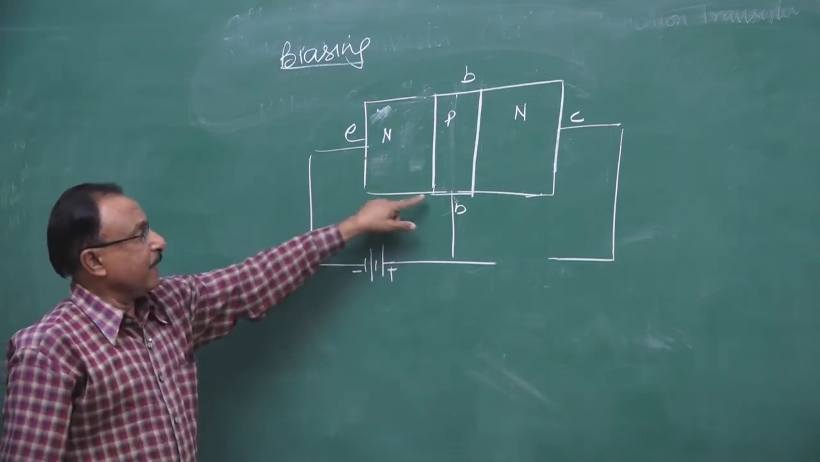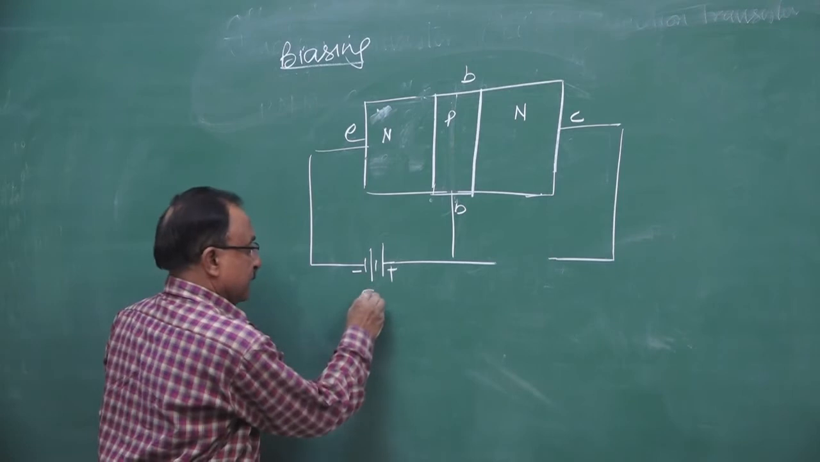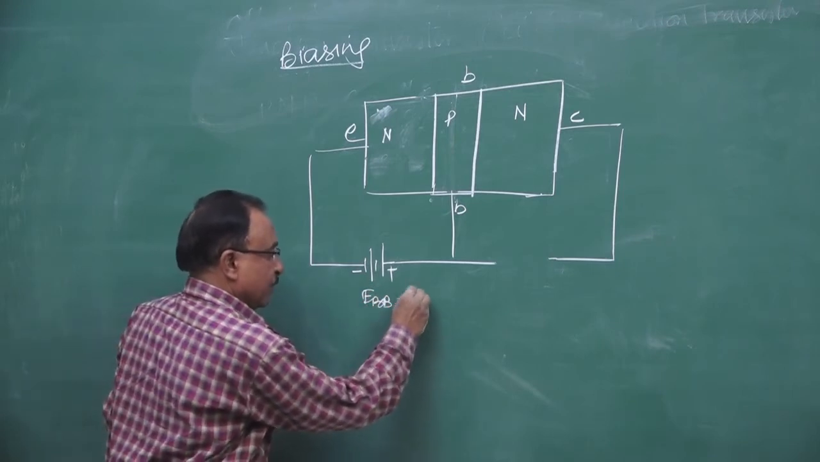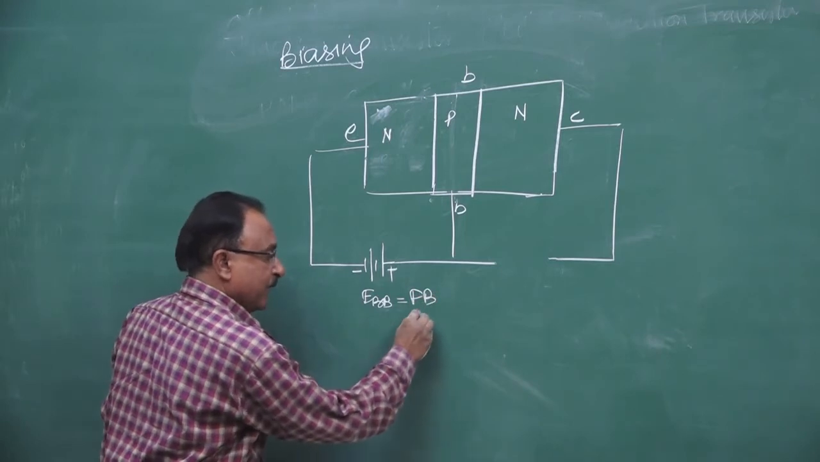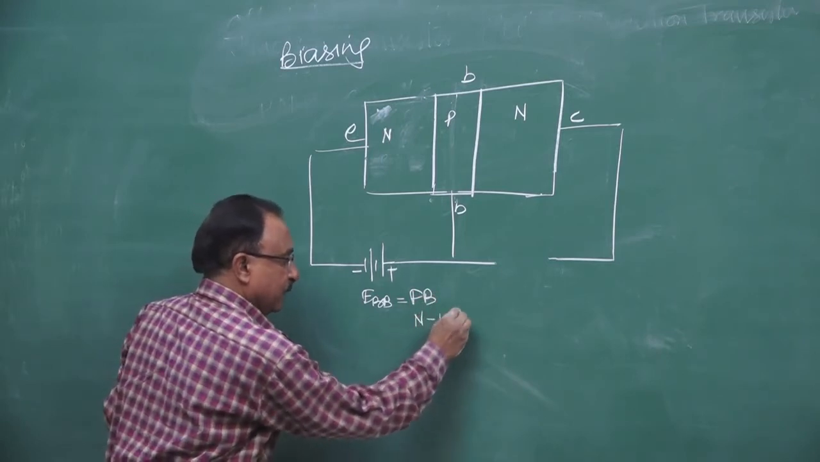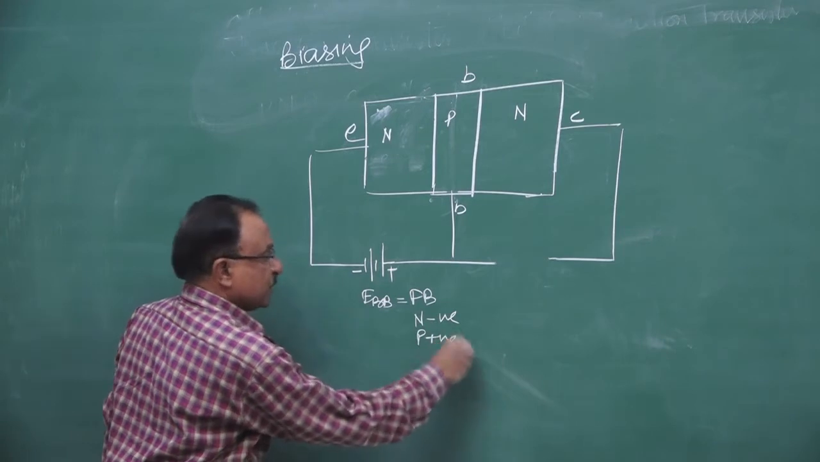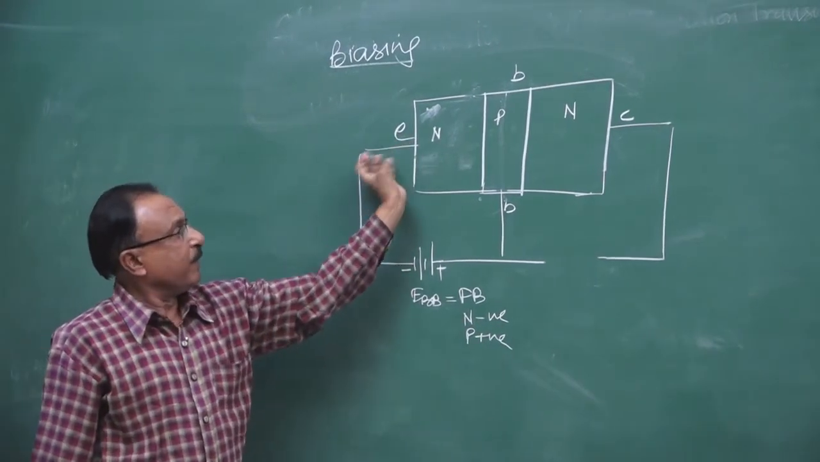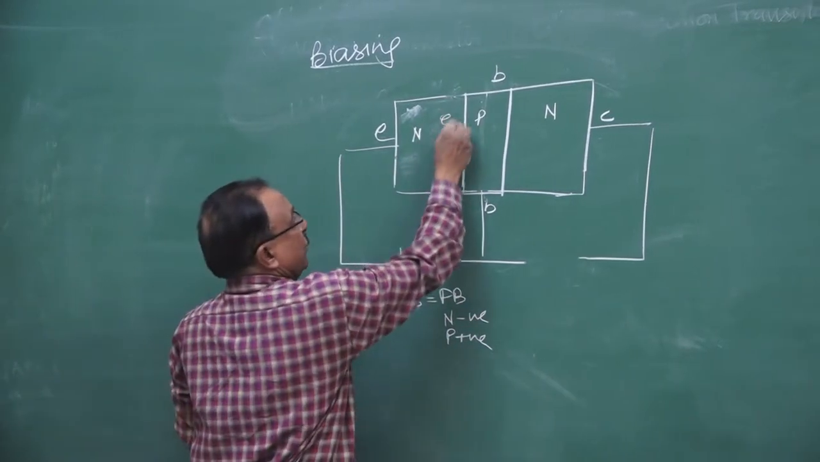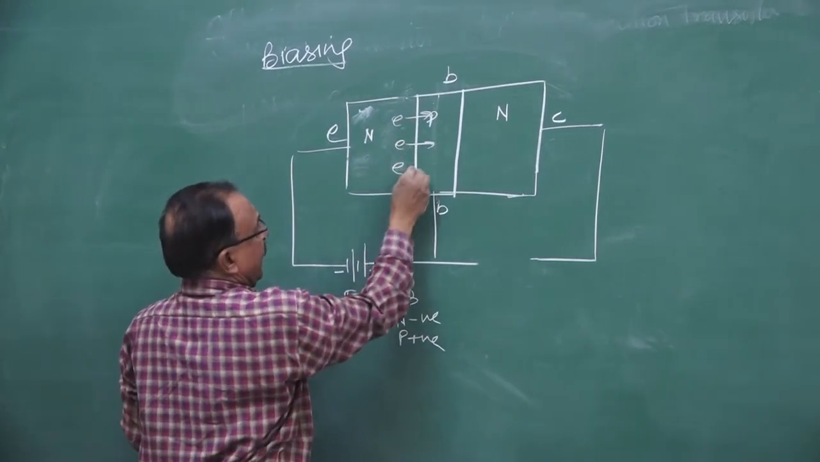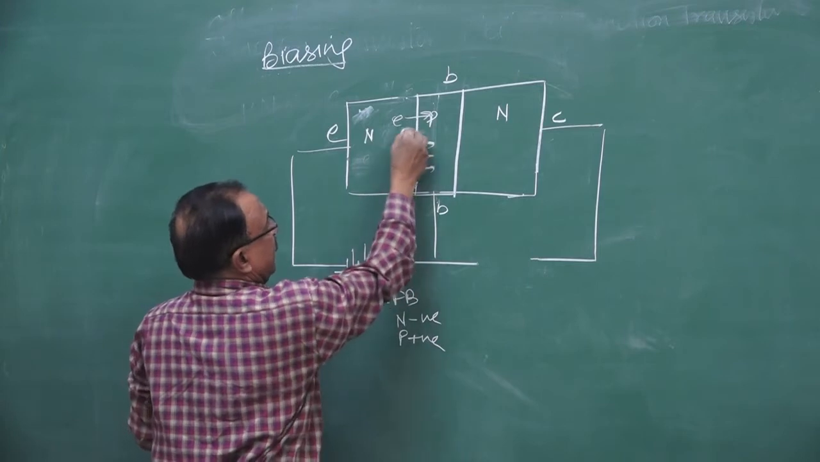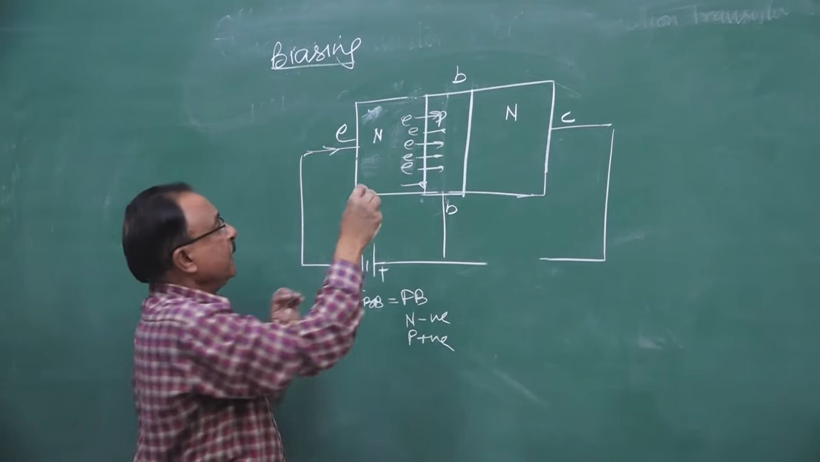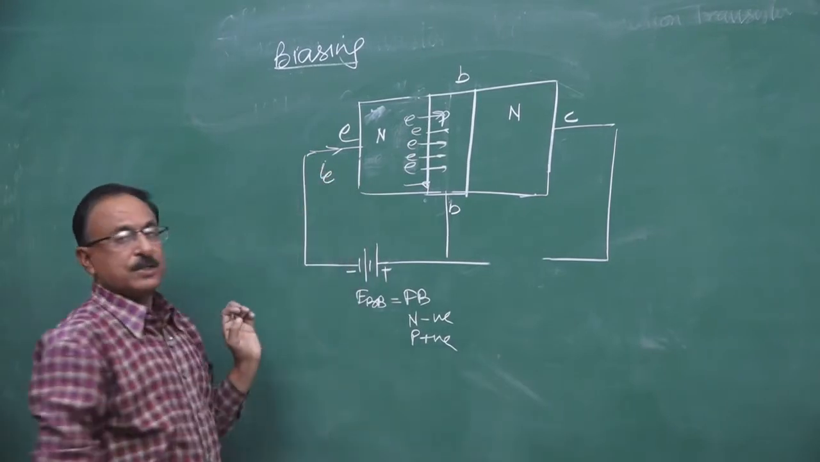Now, N is negative, P is positive. This biasing we call the base biasing, and this is forward bias. How is it forward bias? Because N is negative and P is positive. What will this forward bias do? It will push the electrons from the N region to the P region. As these electrons move from N to P, they will constitute the emitter current in the circuit.